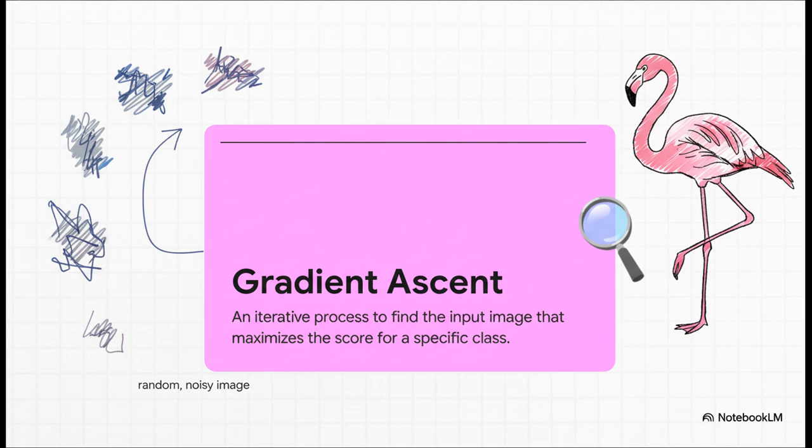We start with a completely random, noisy image, like old-school TV static. Then we basically ask the AI, hey, can you tweak this image just a tiny bit to make it look more like a flamingo?